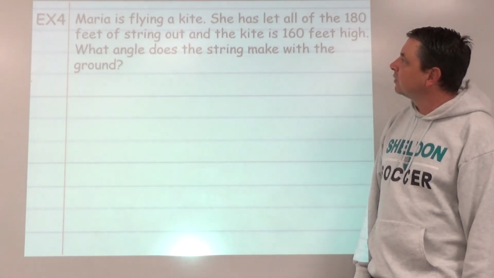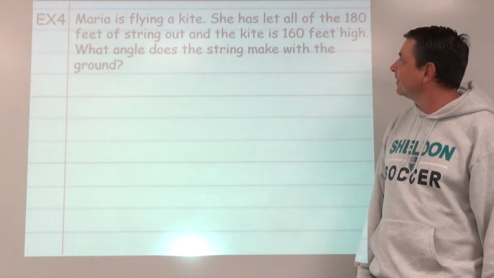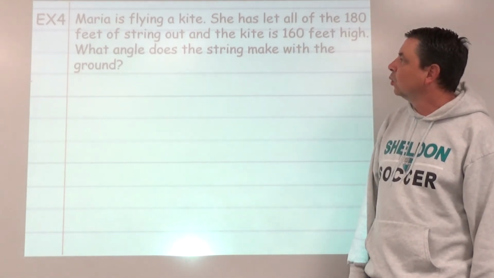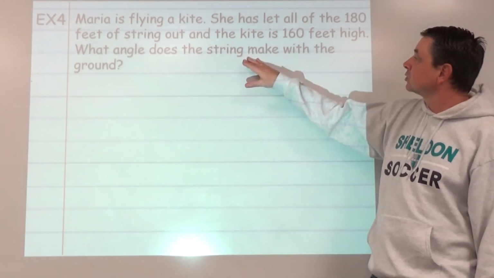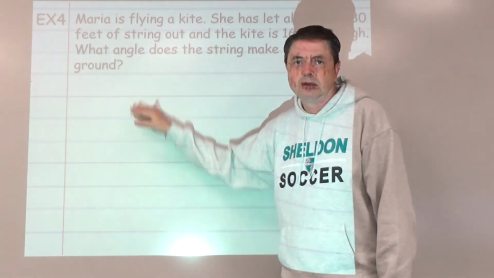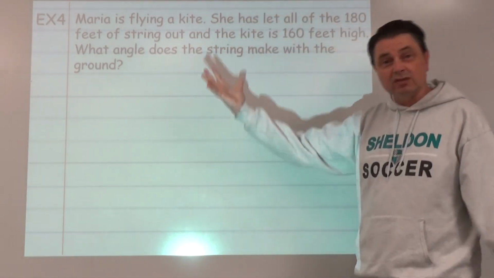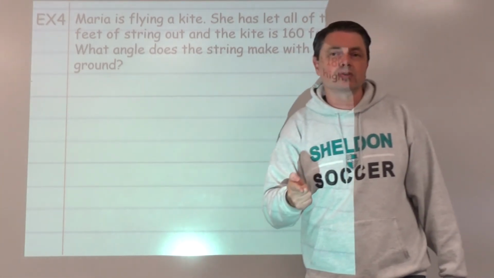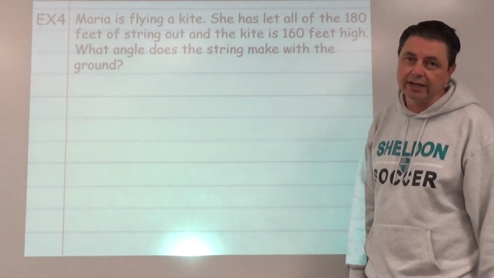Example number 4, Maria is flying a kite. She has let all of the 180 feet of string out, and the kite is at a height of 160 feet. What angle does the string make with the ground? So sketch it. We want an angle, so maybe theta. We've got a 160, we've got a 180 in a right triangle. That's what we're looking for on the sketch. So pause until you're ready to check out the sketch.